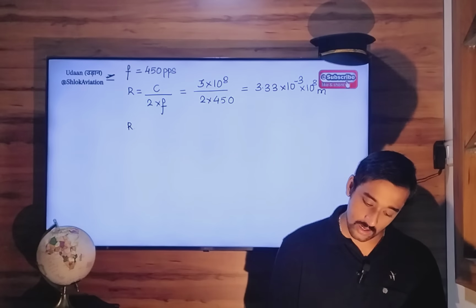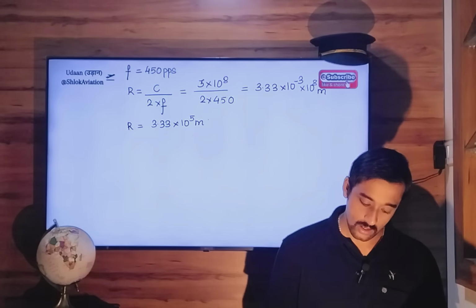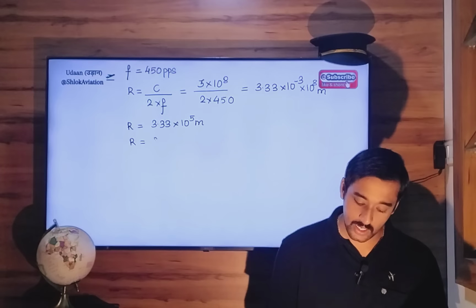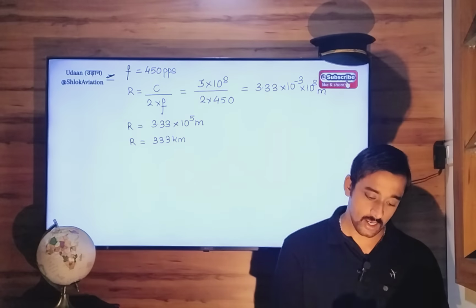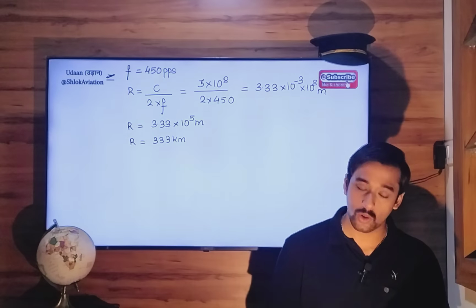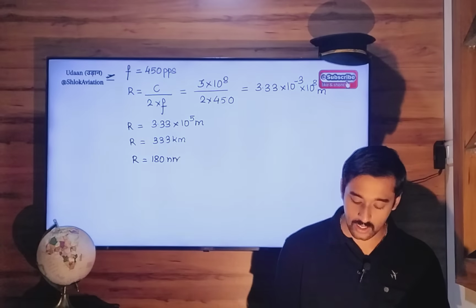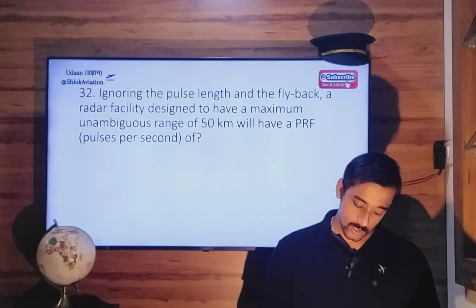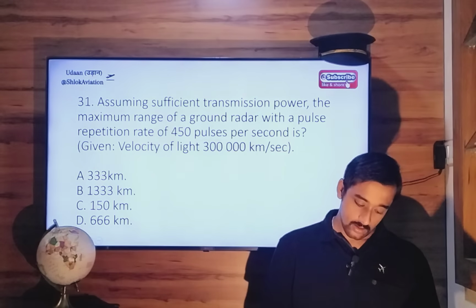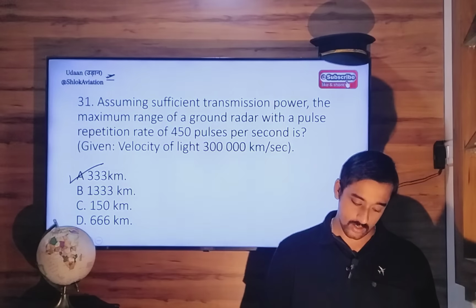So range will be equal to 3.33 into 10 raised to 5 meter, that is equal to 333 kilometer. 333 divided by 1.85 is 180 nautical miles. 180 nautical miles. Okay. So option alpha, 333 kilometer or 180 nautical miles.